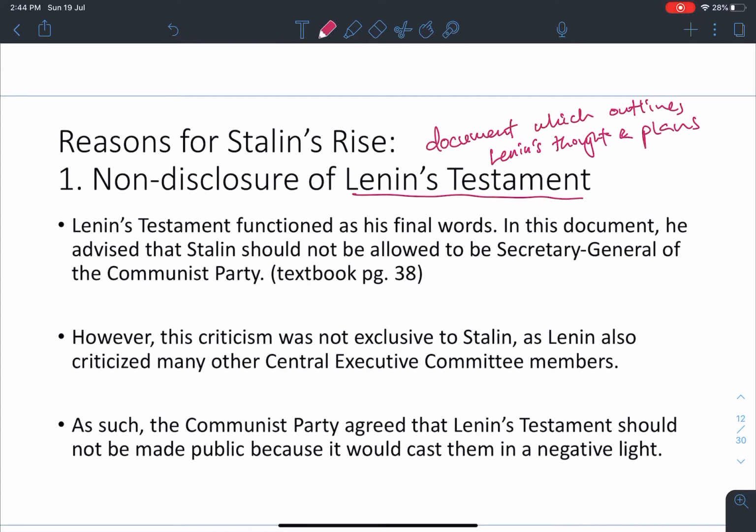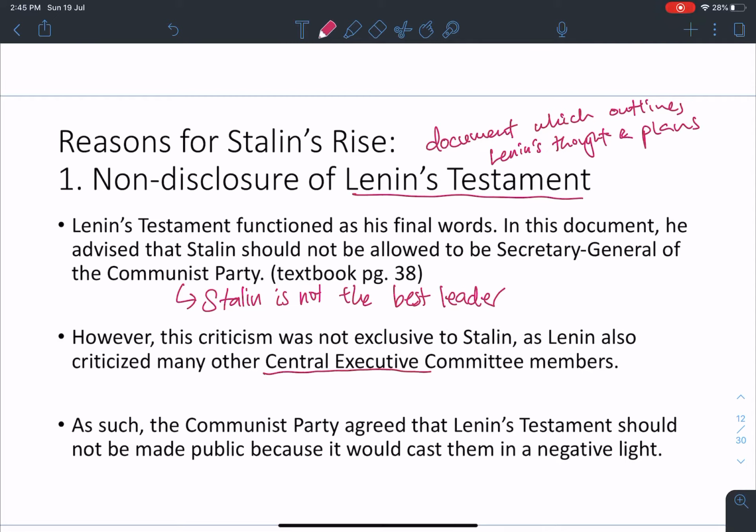Now, this is very interesting: in Lenin's Testament, actually, he criticized Stalin. He says basically that Stalin is not the best leader, and that Stalin should not be allowed to be the Secretary General. This is an outright criticism of Stalin, of which Stalin is, of course, not going to be very happy about, you can imagine. However, we must see that the important point about Lenin's Testament is that it criticized everybody else.